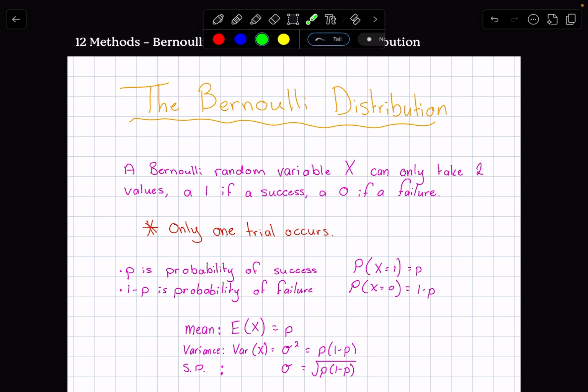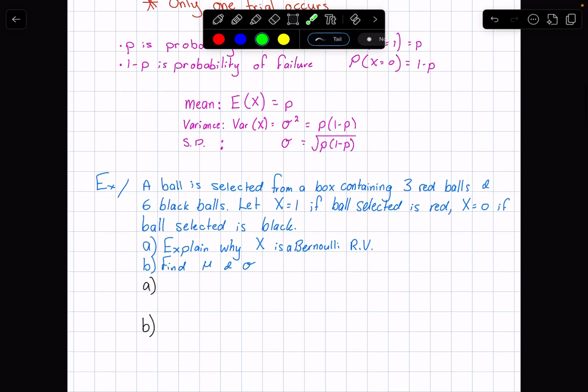Now the mean, which is the expected value, is P. The variance, or sigma squared, is P times 1 minus P. And the standard deviation, sigma, is the square root of P times by 1 take P. So let's have a look at a bit of an example here.